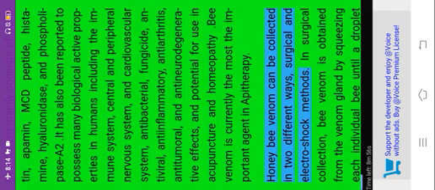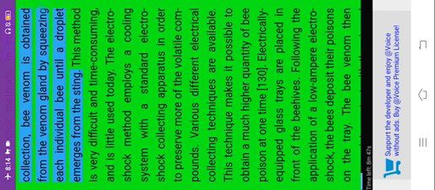Honeybee venom can be collected in two different ways, surgical and electroshock methods. In surgical collection, bee venom is obtained from the venom gland by squeezing each individual bee until a droplet emerges from the sting. This method is very difficult and time-consuming, and is little used today.